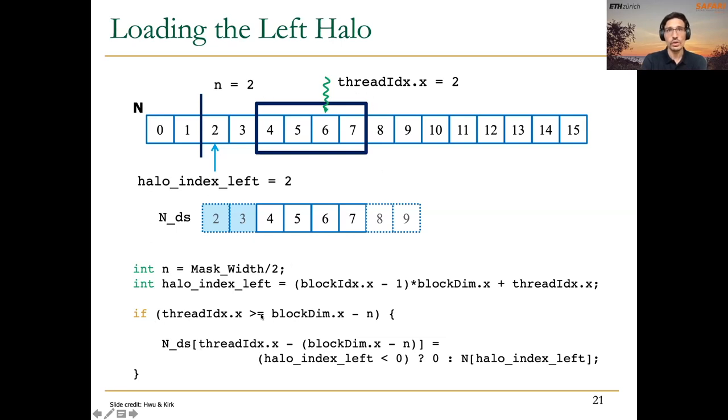And now we make sure that we only load those values at the left of this chunk of the input array that correspond to the actual halo. So that's why we only have working here those threads that have an index that is greater or equal than the block dimension minus n, that is the size of the halo. And in that case, what we do is load the corresponding element, this N halo index left, into the corresponding position of the shared memory, as you can see here. So thread two goes to the array and reads this element two here and loads it in this corresponding position, index zero of N_ds.